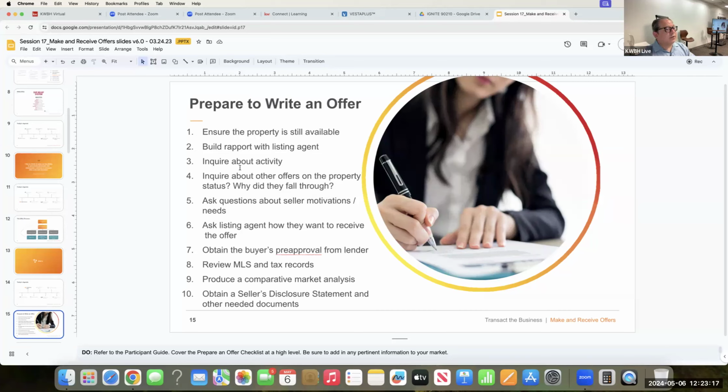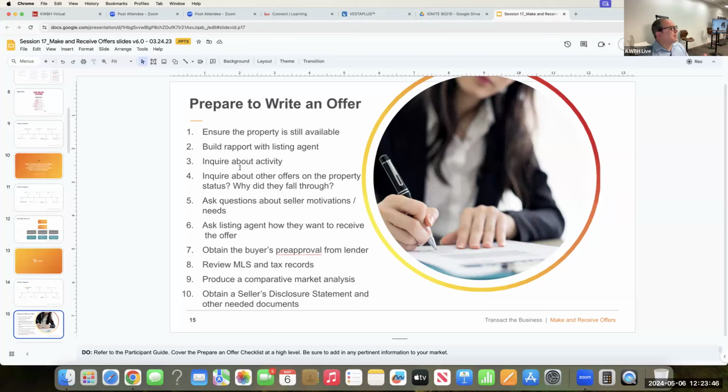Inquire about activity. When you're talking to the listing agent, my suggestion to you guys is read the MLS description. Before you call the listing agent, read everything in the description. There's nothing more irritating to a listing agent than when you start asking questions that they've already answered. So read the description. Some listings will say, no showings until May 25th.